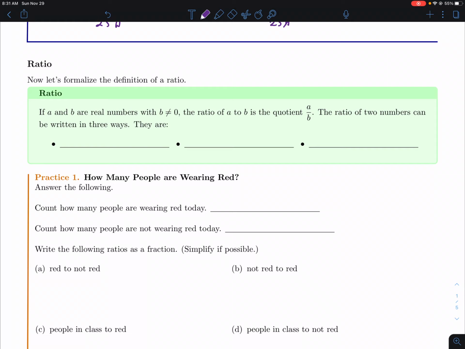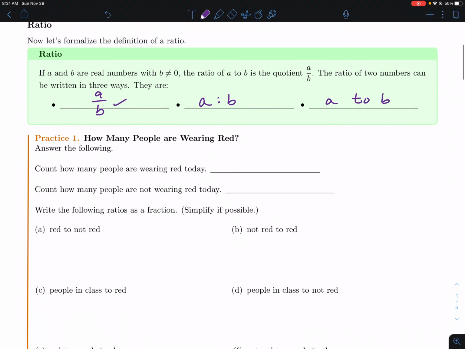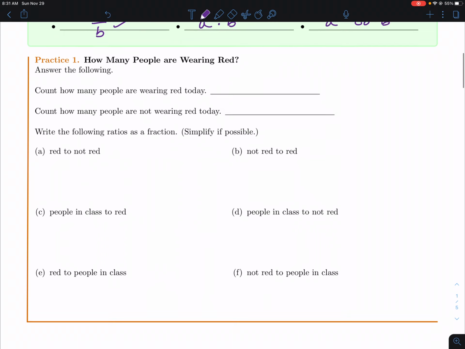One of the most common ways to write a ratio is a over b. Another way is to write it as a colon b, or as a to b. But since we're going to be using this mostly for doing math, we'll usually use the a over b form.